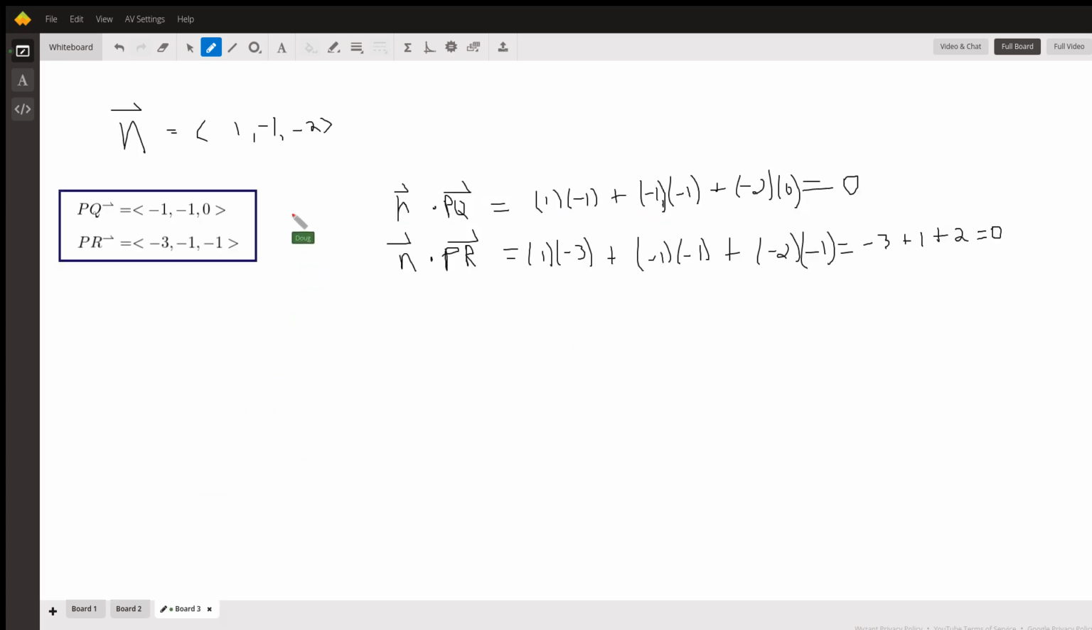And by the way, if you want to prove that these 2 vectors are indeed perpendicular to this normal vector, you can take the dot product of n and PQ, and if you get a result of 0, the vectors are perpendicular. And you can see in both cases, the normal vector is perpendicular to each of these vectors.